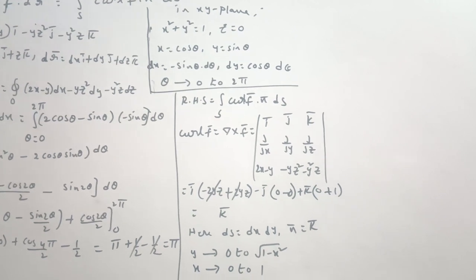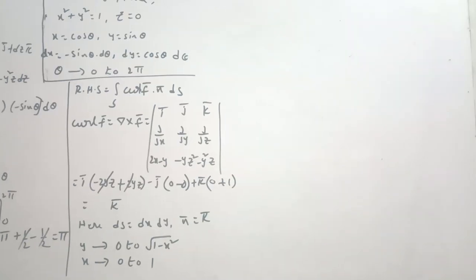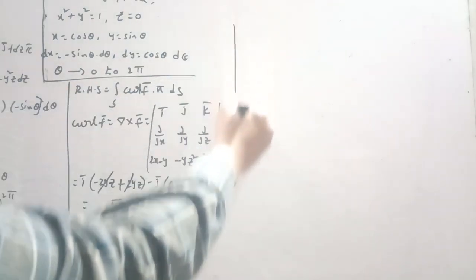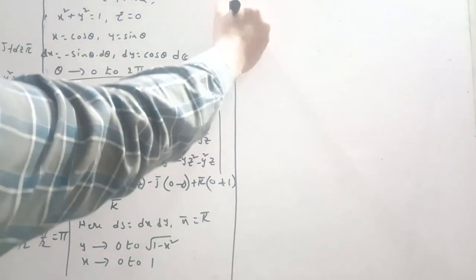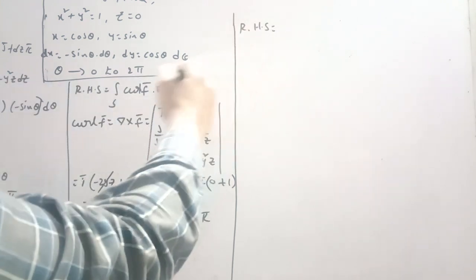If I take x equal to 0 and y equal to 0, then x is changing from 0 to 1. Okay, now you have to find the RHS. Substitute all these values. If I substitute here, what is the RHS here?